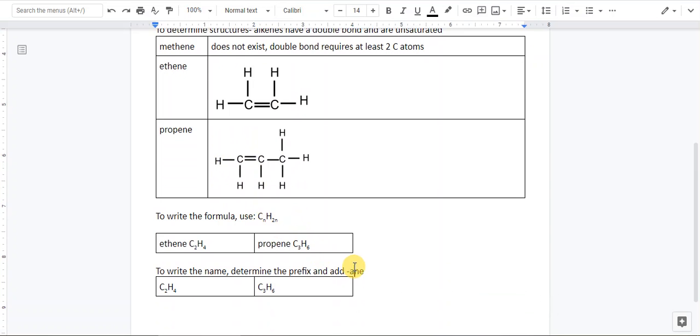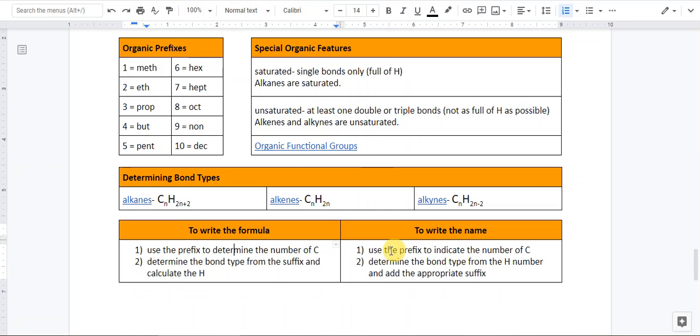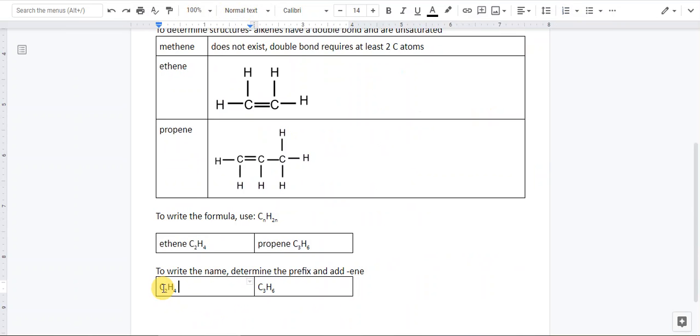Okay. Now, another possibility is that we might give you the formula and ask you to write the name. This is a little bit trickier because you have to look at the pattern of the hydrogens, okay? So, when we're writing names, the prefix will always tell you the carbon number. That's the easy part, right? So C2 means eth. But now I have to decide, is it ethane or ethene?